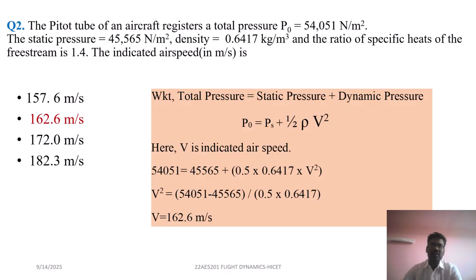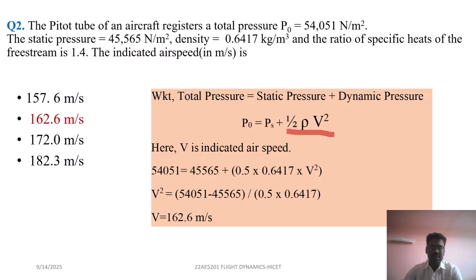To solve this problem, we know the basic condition. The total pressure is equal to static pressure plus dynamic pressure. So the total pressure P naught is equal to static pressure PS plus the dynamic pressure, which can be written as half rho V square. So this is the direct formula again. Here the V value is taken as the indicated airspeed. The rest of the values are available in the problem, so we can substitute the values.